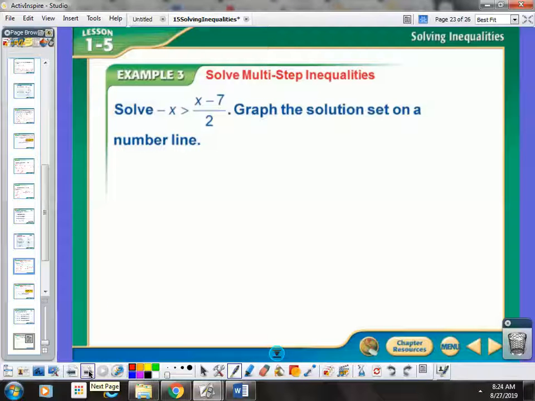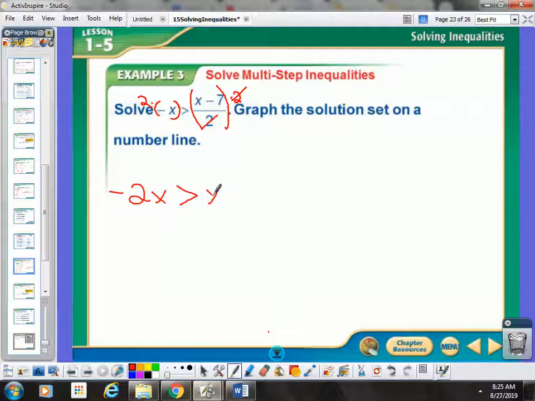How about this one? The opposite of x is greater than x minus 7, all divided by 2. What would you do to solve this inequality? Yeah, multiply both sides of the inequality by 2. So 2 times negative x is negative 2x. Do I need to flip the inequality symbol here? No. The value we multiplied by was a positive number, so still greater than.